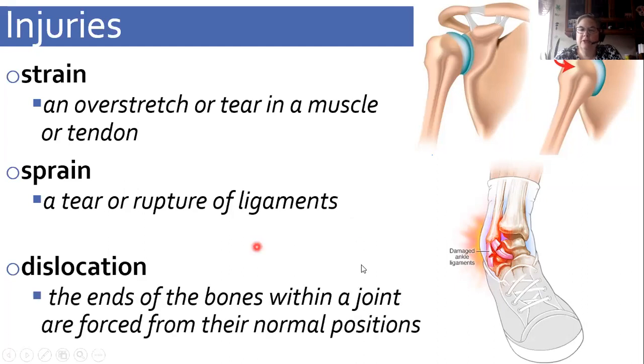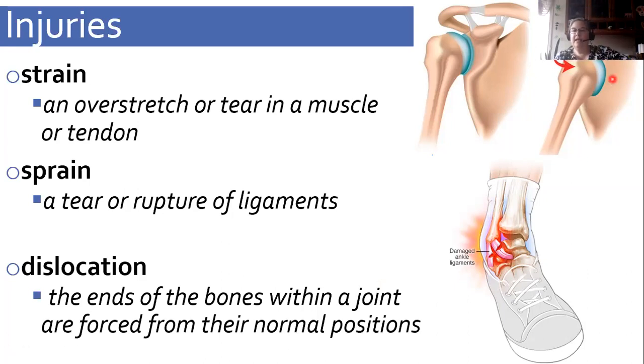A dislocation means that the two bones that are normally held together at the joint move out of place. They move out of position, okay? So if we look here, one of the most common dislocations is in the shoulder. So we have the humerus joined nicely to the scapula here, okay? And now the humerus has moved away from the scapula, so it's pulled away, so now they're not lined up properly.